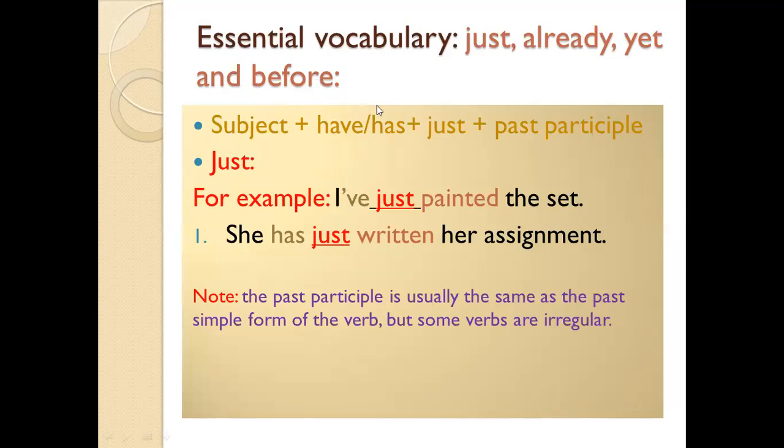So when do we use just? Just we use when the action finished a short time ago. For example, I have just painted the set. She has just written her assignment. So where do we write just? Between the auxiliary verb has or have and the past participle.